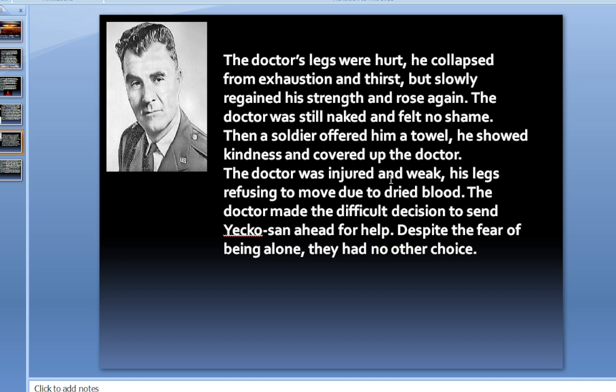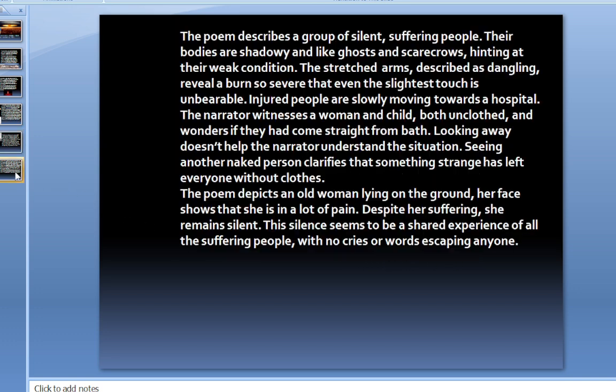The doctor was injured and weak, his leg refusing to move due to dried blood. The doctor made the difficult decision to send Yoko ahead for help. Despite the fear of being alone, they had no other choice. The poem describes a group of silent, suffering people. Their bodies are shadowy, like ghosts and scarecrows, hinting at their weak condition. The stretched arm, described as dangling, reveals a burn so severe that even the slightest touch is unbearable.